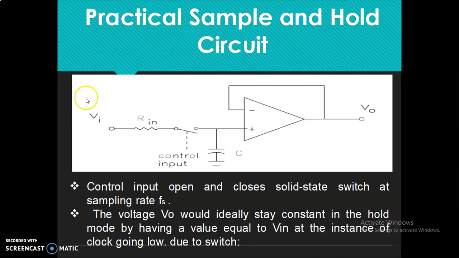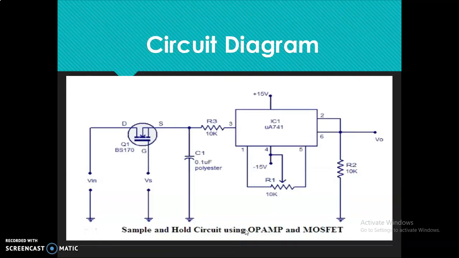When is it going to hold? When V0 equals V input at the instant of the clock going low, due to the switch. We will also see this in the upcoming sections.